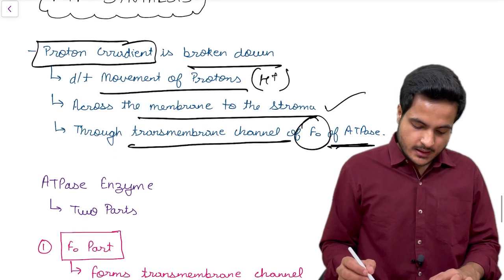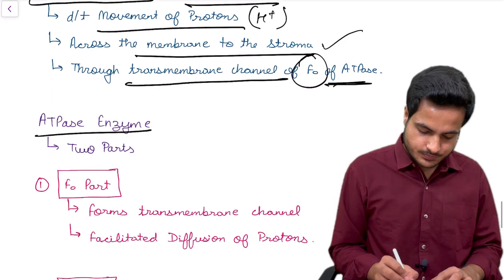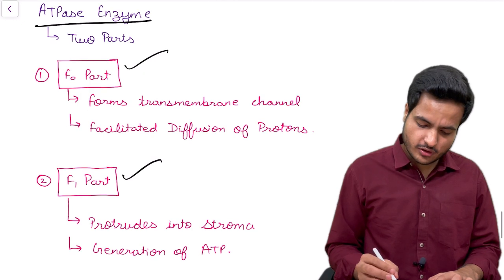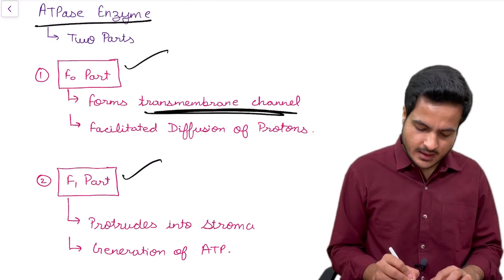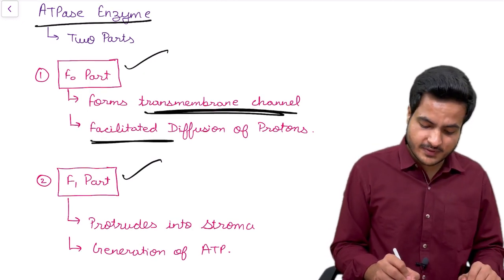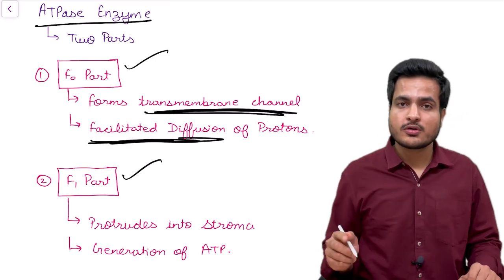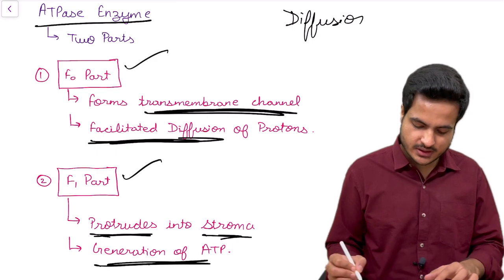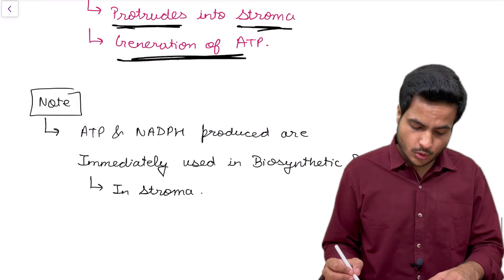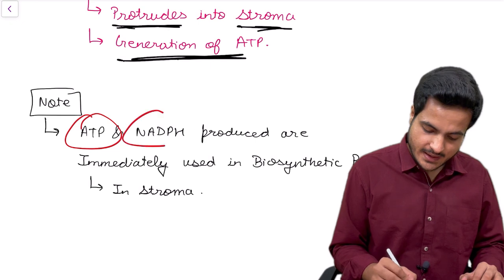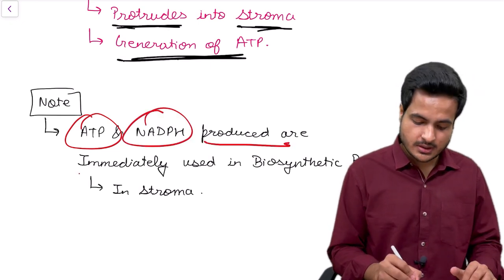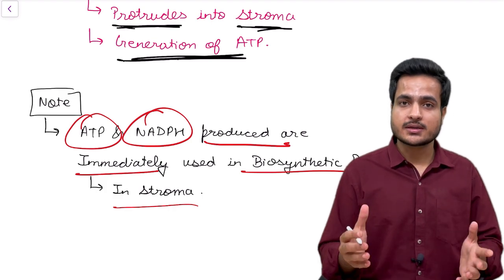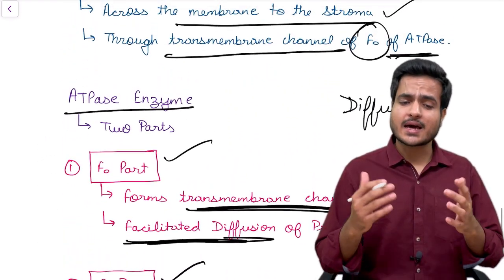Now this ATPase enzyme has two parts, F0 part and F1 part. F0 forms the transmembrane channel, and through this occurs facilitated diffusion of protons, and the F1 part protrudes in the stroma and leads to the generation of ATP. Note that ATP and NADPH, which are produced in this reaction, are immediately used in the biosynthetic reaction which is taking place in the stroma. That is the dark reaction.